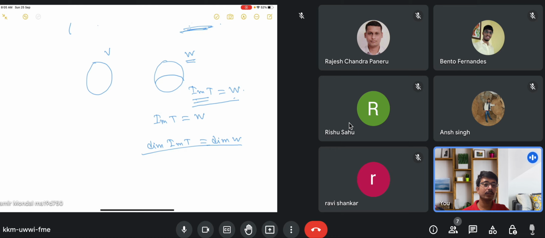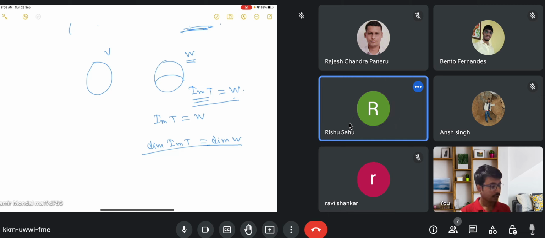So what extra condition do we have to impose on T so that we get surjective? Understand my point? Yes, sir. Now I understand, sir.